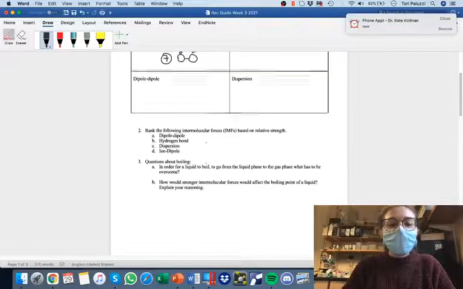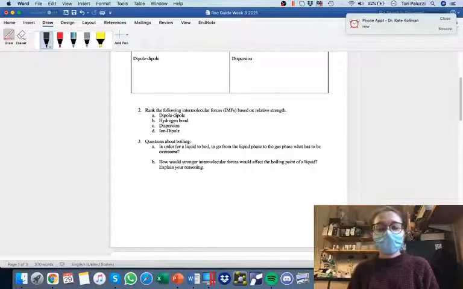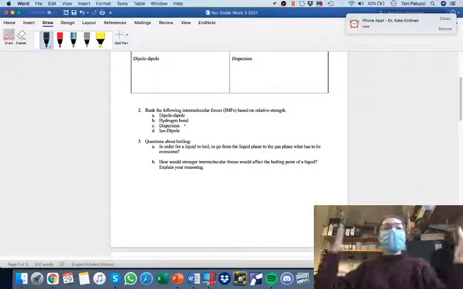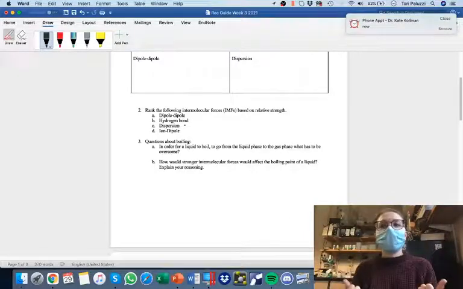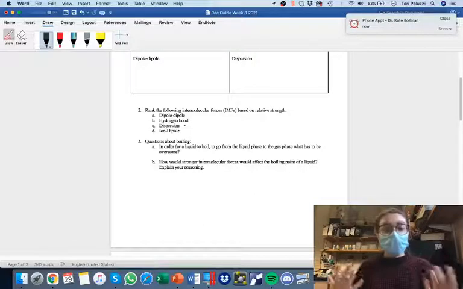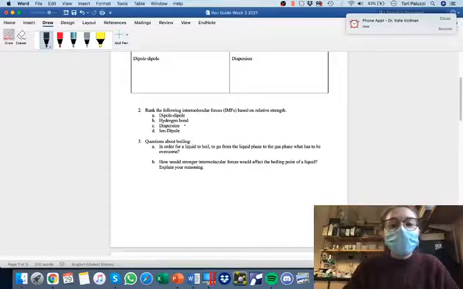Okay? Next up, we're going to rank the following intermolecular forces based on relative strength. I'm going to go with my gut instinct that you remember that dispersion is the least, just because it's between everything. Everything has a dispersion force, and that's what makes it weak, because it is experienced even within molecules themselves. So it's a very weak force. This one we're going to rank as number 4, the weakest.